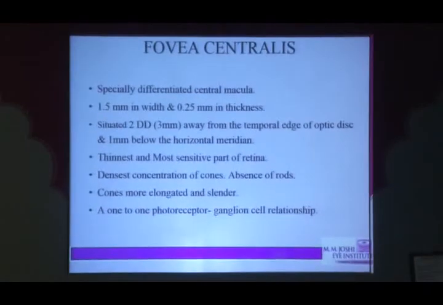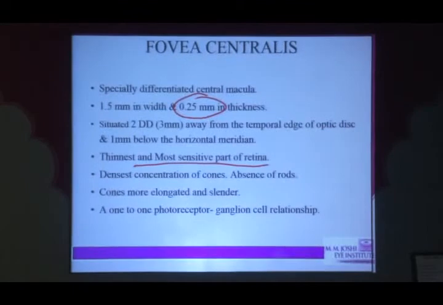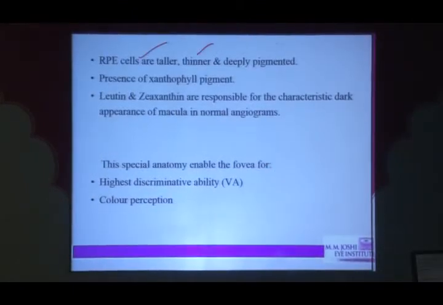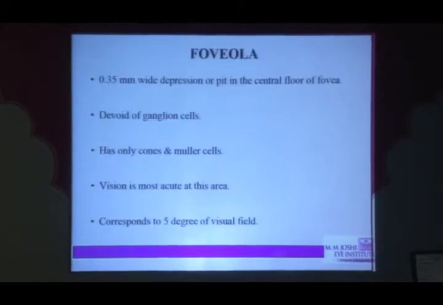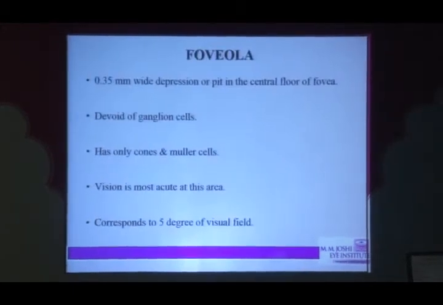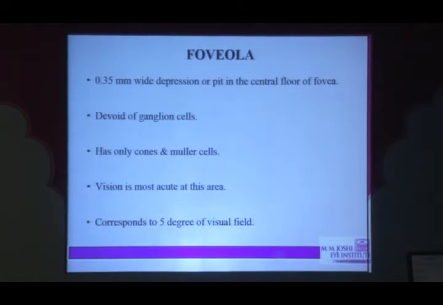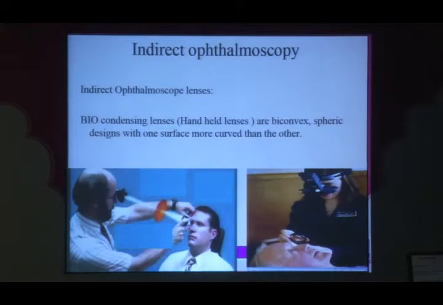The fovea centralis is specially differentiated from the central macula. It's 1.5 mm in width and 0.25 mm in thickness. It's the thinnest and the most sensitive part of the retina, with the densest cones at the fovea centralis and an absence of rods. The RPE cells are taller, thinner, and deeply pigmented. Xanthophyll, lutein, and zeaxanthin are responsible for the characteristic dark appearance of the macula. This special anatomy enables the highest discriminative ability, that's the visual acuity and the color perception. The foveola is 0.35 mm with a wide depression and devoid of ganglion cells, with only cones and Muller cells.